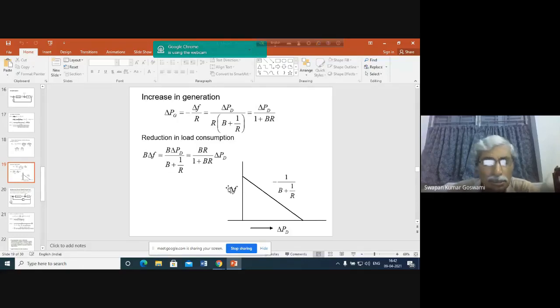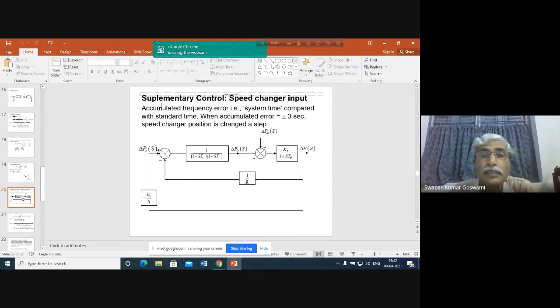So a better situation is needed, and how may this better situation be obtained? That may be obtained by the application of this supplementary control, or the so-called secondary control, as it is sometimes said. What is the secondary control? Here you see that this much was as before. This was the governor and turbine transfer function.